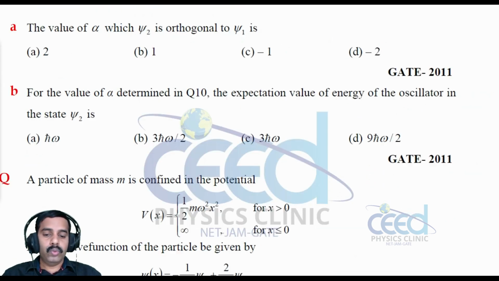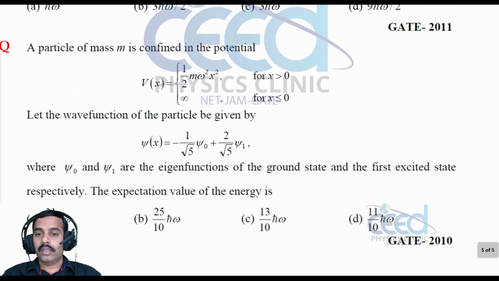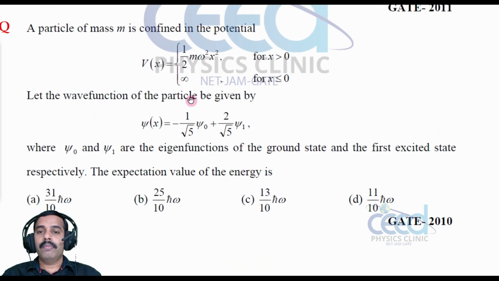Now let us come to the final question. A particle of mass m is confined in the potential V of x equal to half m omega square x square for x greater than 0, and infinity for x less than or equal to 0. Let the wave function of the particle be given by psi of x is equal to minus 1 by root 5 psi 0 plus 2 by root 5 psi 1. Psi 0 and psi 1 are the eigenfunctions of the ground state and first excited state respectively. The expectation value of energy is, so it is a very simple question.